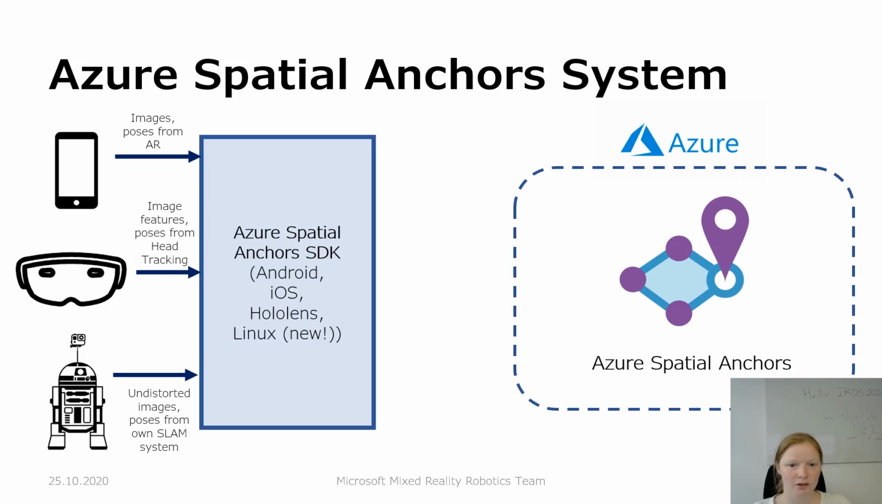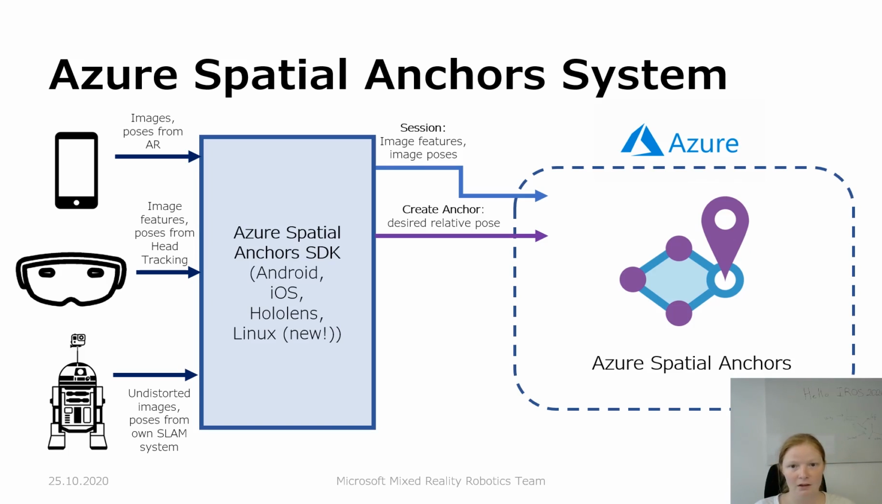So it's going into the SDK here. And then all of these images are stored together in a session. A session just means basically within one short span of time. You can think of it as a trajectory, basically. It's a history of the poses you've had and the images and visual features associated with them. So all of the data within a session can be used to create an anchor.